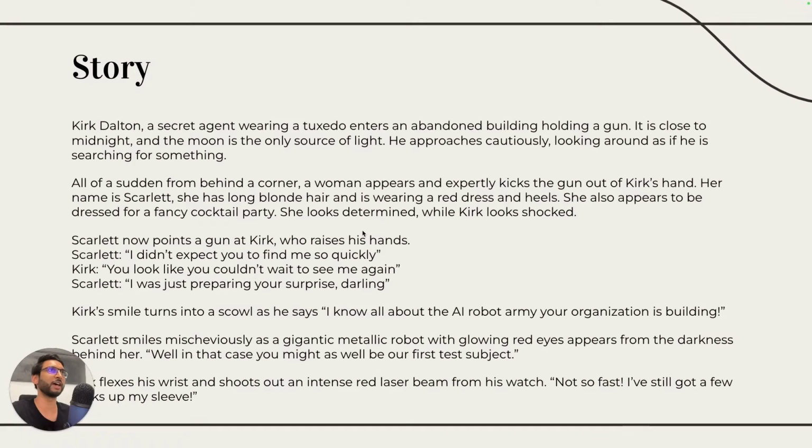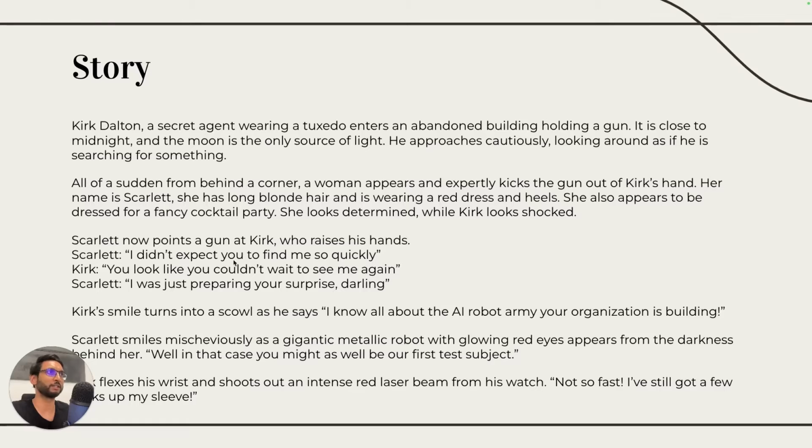So let's get started, and we'll start with a very, very simple basic story that I've written out over here. So let me read that out for you. Kirk Dalton, a secret agent wearing a tuxedo, enters an abandoned building holding a gun. It is close to midnight and the moon is the only source of light. He approaches cautiously, looking around as if he is searching for something. All of a sudden, from behind a corner, a woman appears and expertly kicks the gun out of Kirk's hand. Her name is Scarlett. She has long blonde hair and is wearing a red dress and heels. She also appears to be dressed for a fancy cocktail party. She looks determined while Kirk looks shocked. Scarlett now points a gun at Kirk, who raises his hands.